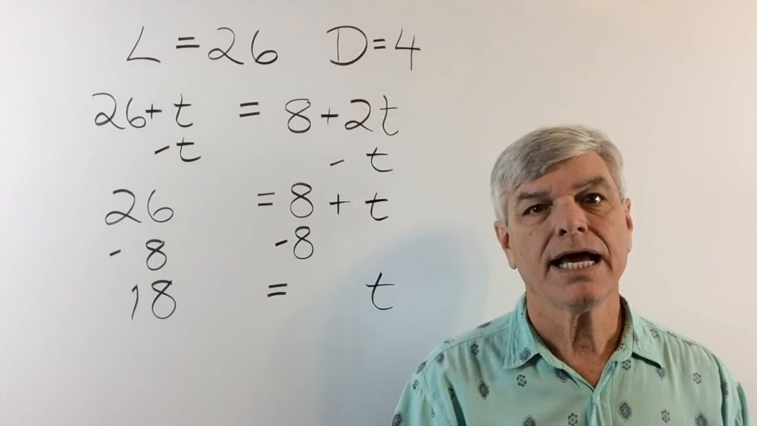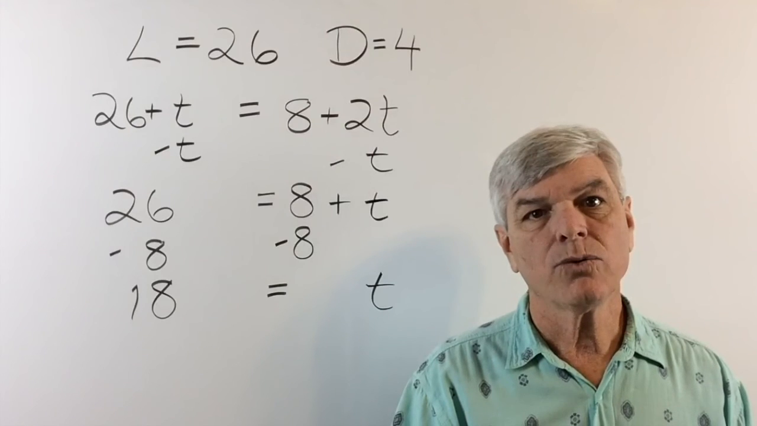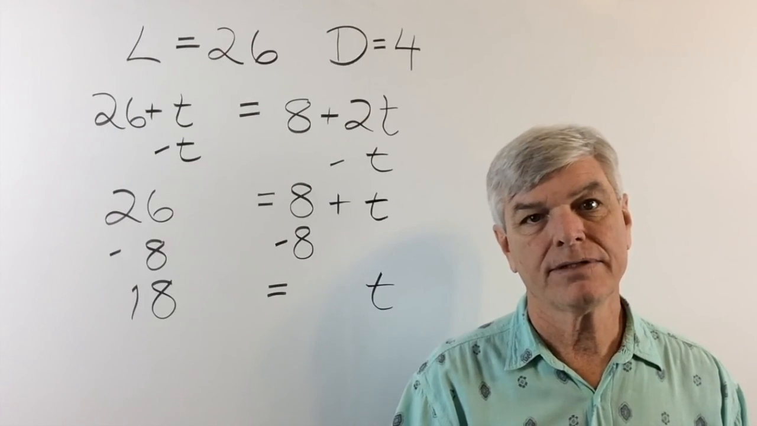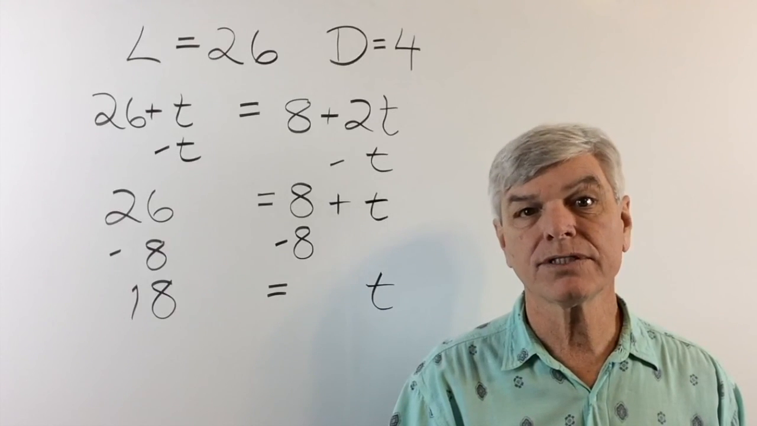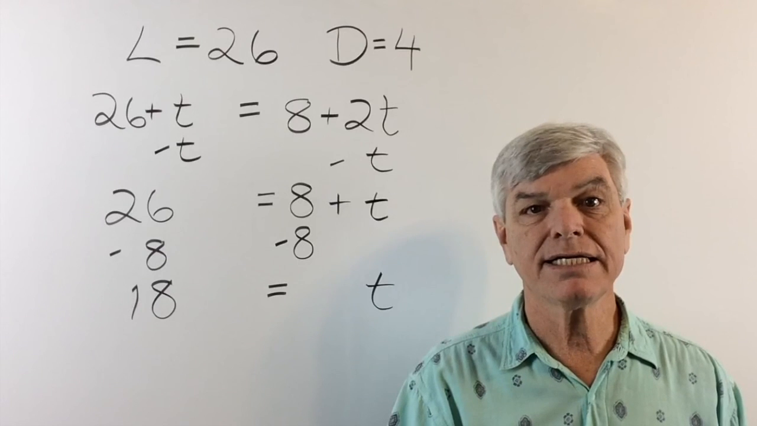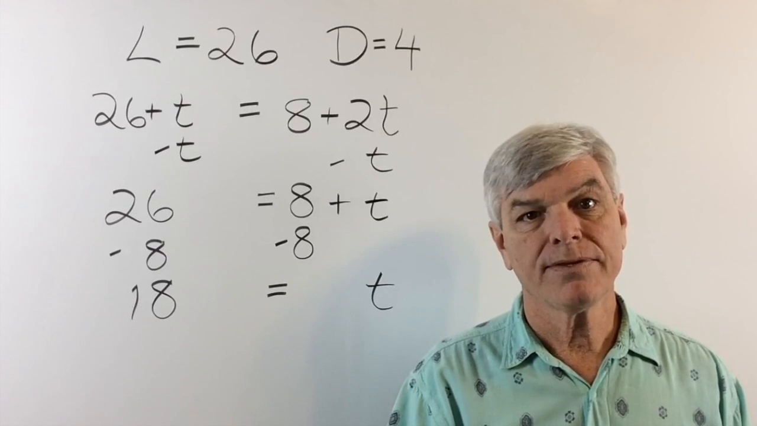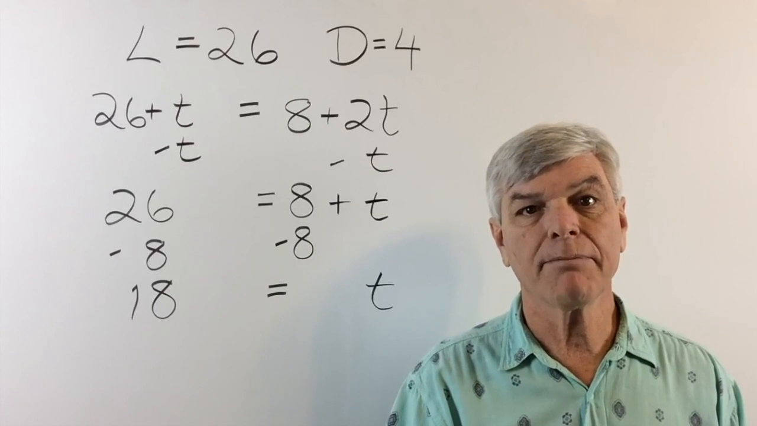That is, 18 years into the future, Louise is going to be twice the age of her daughter. So that's the answer to the question. They asked you, how far into the future is this going to happen? It's 18 years. And that's the solution to this problem. And if you do your homework below, you'll get a lot better at this.